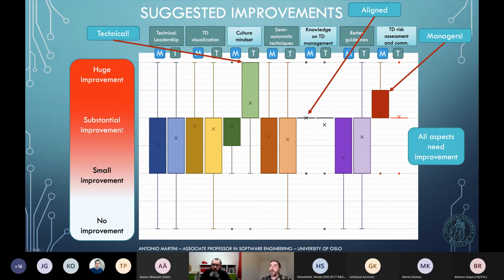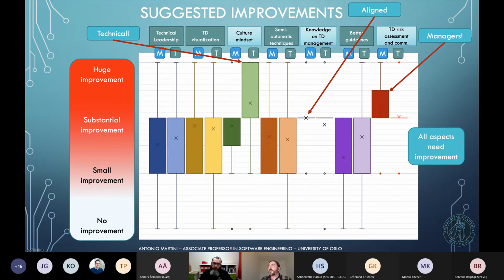And in this example here, which doesn't represent a real one, but it's similar, you can see that all the aspects here need some improvement, but you can have some winners, meaning that there are aspects that they really needed to be better prioritized and to need better practices.